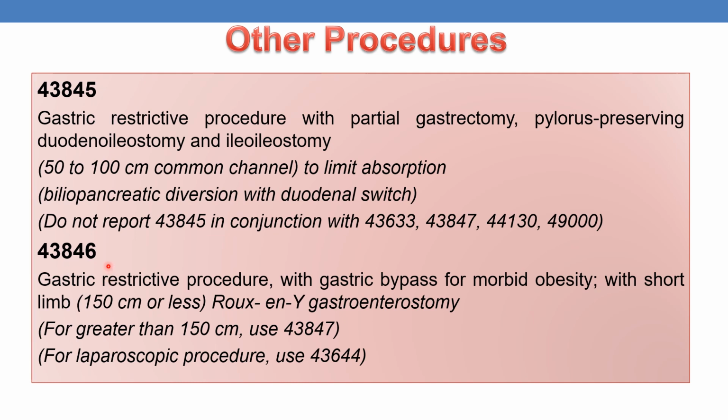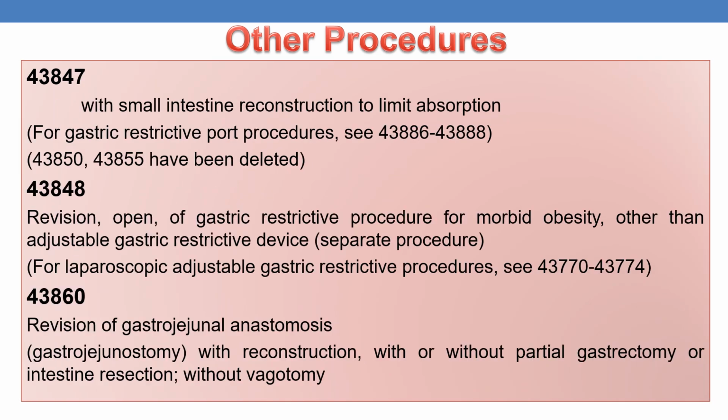The next is 43846. Gastric restrictive procedure with gastric bypass for morbid obesity with short limb, that is 150 centimeters or less, Roux-en-Y gastroenterostomy. For greater than 150 centimeters, you need to use 43847. And for laparoscopic procedure, you need to use 43644. The next CPT is 43847. It is for greater than 150 centimeters with the small intestine reconstruction to limit absorption.